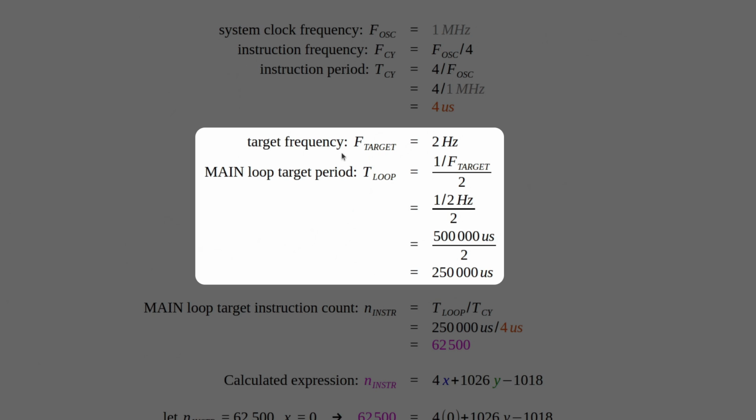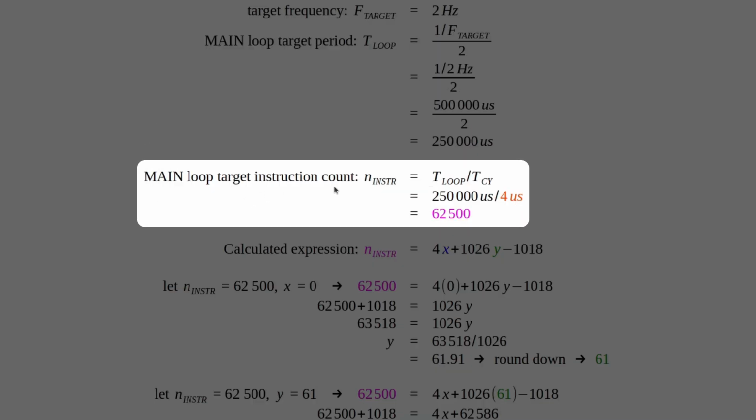We still have a target frequency of 2 Hertz, but now our main loop target period is 250,000 microseconds. Notice I've switched from milliseconds to microseconds because our clock speed is way higher now, so we have to work with tinier and tinier periods. Our main loop target instruction count is calculated by taking that main loop period of 250,000 microseconds and dividing by the individual instruction period of 4, which gives us 62,500.